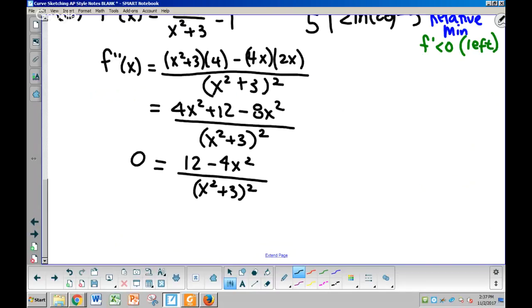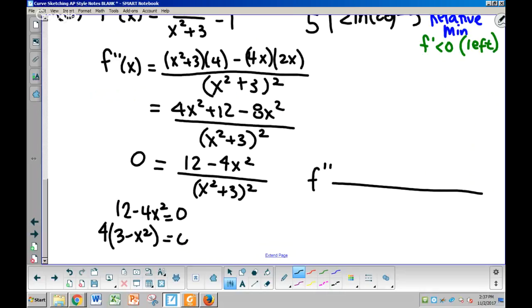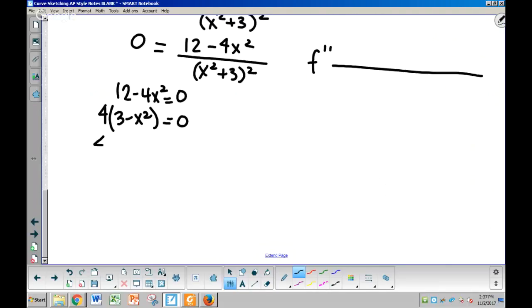So now I need to find the zeros for the second derivative so I can do a sign chart for it. So I set the numerator equal to 0, 12 minus 4x squared equals 0. Can I factor out a 4? And I get 3 minus x squared. So do we see how it's plus or minus root 3? Yes. Bottom's okay. And the bottom, tell me why. You're right. Because if you square a number, it can't be negative. You're adding 3. That's right.